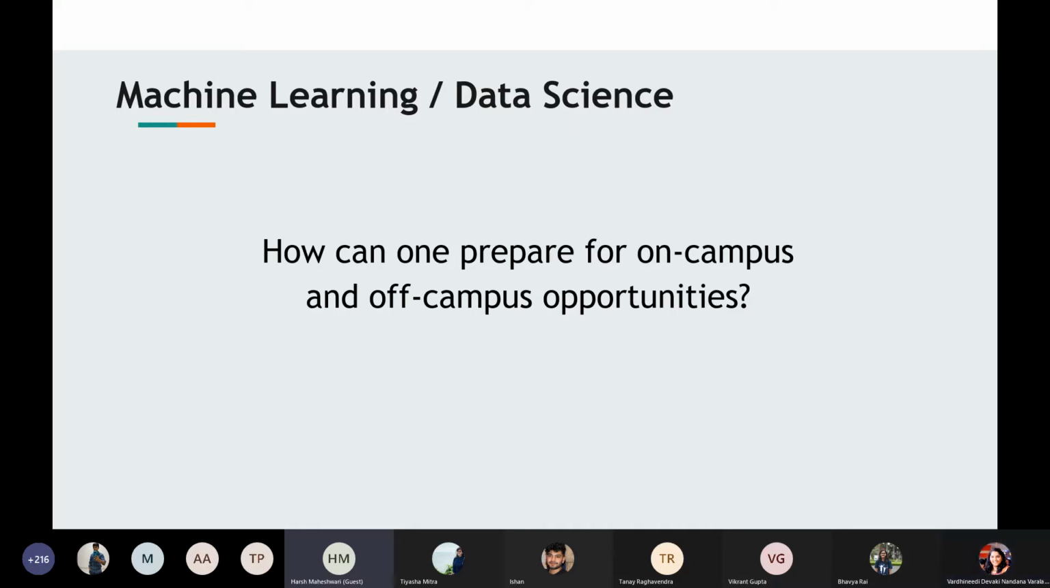So because the conversion rate for off-campus opportunities is very low, you have to apply to a lot of places, and the replies you get back are very few. So again, splitting off-campus into two things: if you want to do an FT, or if you want to do an internship in a company.